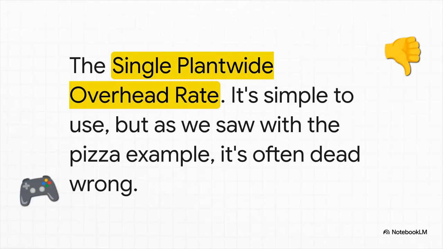In the accounting world, this is what we call playing on easy mode. It's the single plant-wide overhead rate. It means you take all your factory's indirect costs, the rent, electricity, all that stuff, and just throw it into one giant cost bucket. Then you just kind of sprinkle that cost evenly over everything you make. It's simple, for sure, but as we just saw with the pizza, it's almost always wrong.